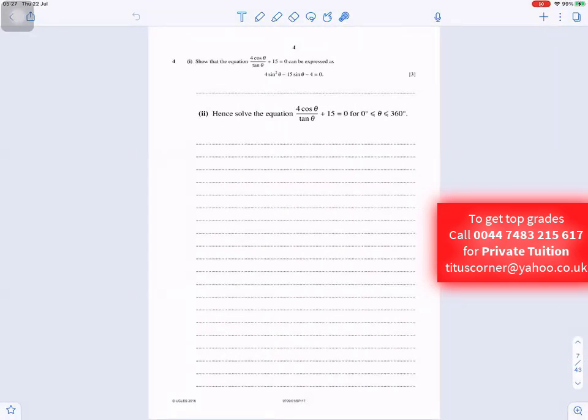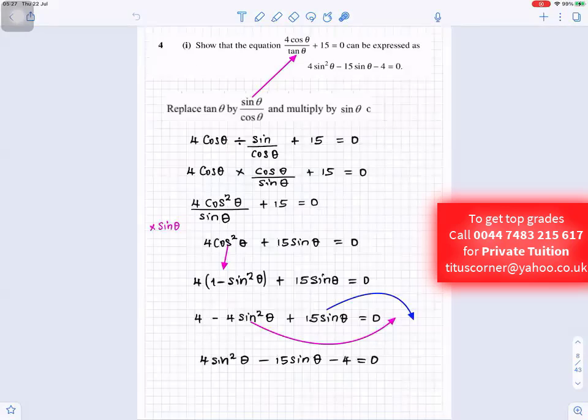Question number 4. Show that the equation 4 cos theta over tan theta plus 15 equals 0 can be expressed as 4 sine squared theta minus 15 sine theta minus 4 equals 0. Replace tan theta with sine theta over cos theta, and then you can multiply by sine theta.